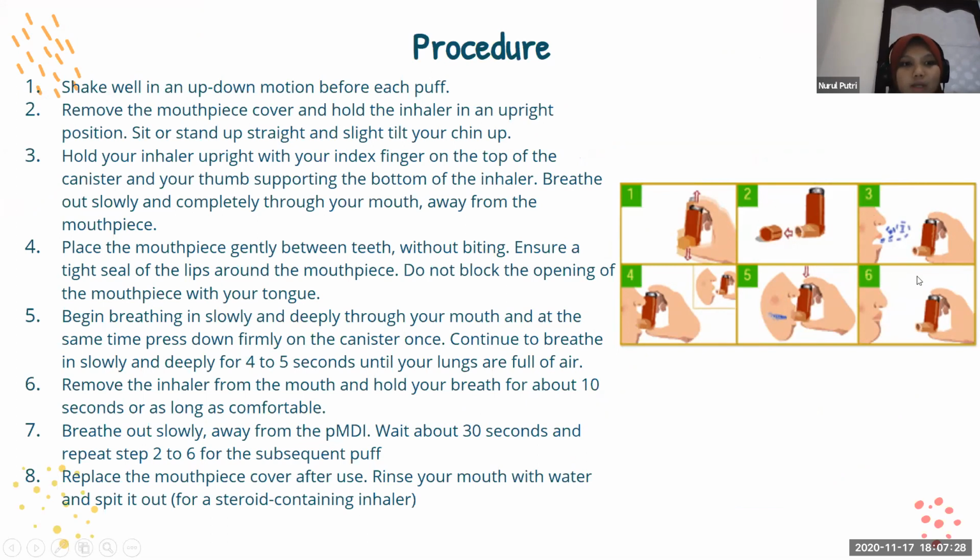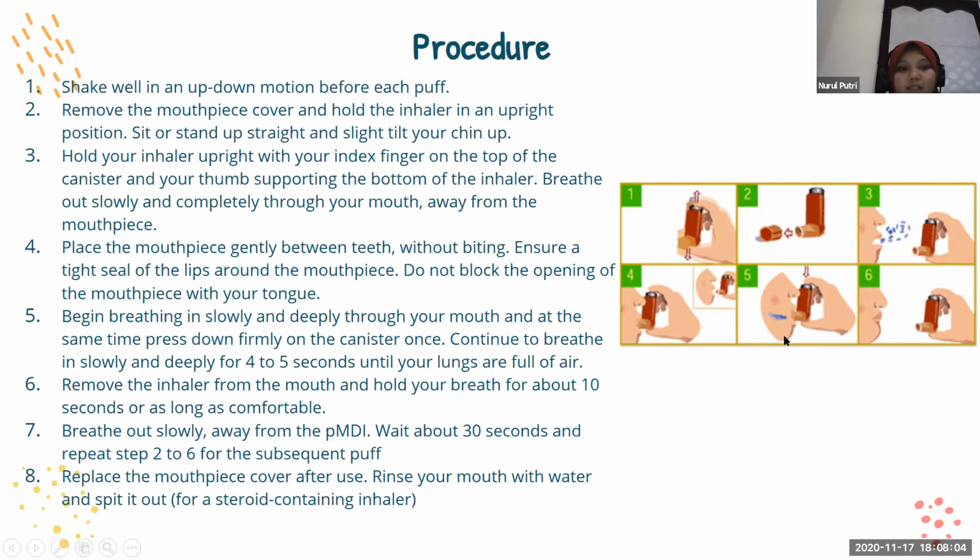Then hold the inhaler upright with your index finger on top of the canister and your thumb supporting the bottom of the inhaler. Then breathe out slowly and completely through your mouth, away from the mouthpiece, before you put the inhaler into your mouth. Only after breathing out slowly, place the mouthpiece gently between the teeth without biting. Ensure a tight seal of the lips around the mouthpiece. However, do not block the opening of the mouthpiece with your tongue because the medication comes out from there.